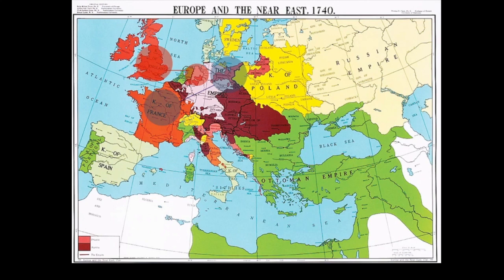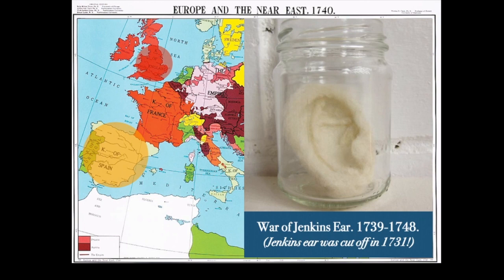It's worth mentioning that the War of Austrian Succession draws in other conflicts. So Spain and England go to war during this time, and aren't Spain and England always going to war? So there was a side war along with the War of Austrian Succession called the War of Jenkins' Ear. And it's a bizarre story, but it's just fun.